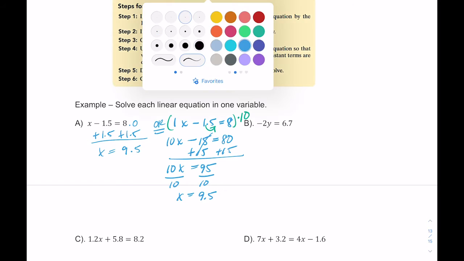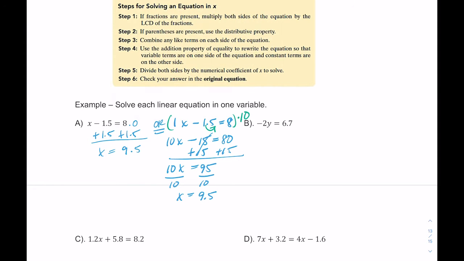Okay, so in my next problem, I have negative 2y equals 6.7. So again, I'm going to scan the equation and I see one place after the decimal. So if there's only one place after the decimal, I'm just going to multiply by 10, because it has 1 zero in it. If there were two places after the decimal, like say this said 6.73, you would multiply by 100, because it has 2 zeros. So now you're going to multiply everything by 10.